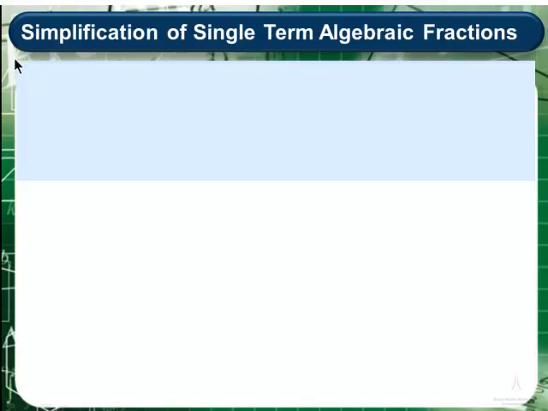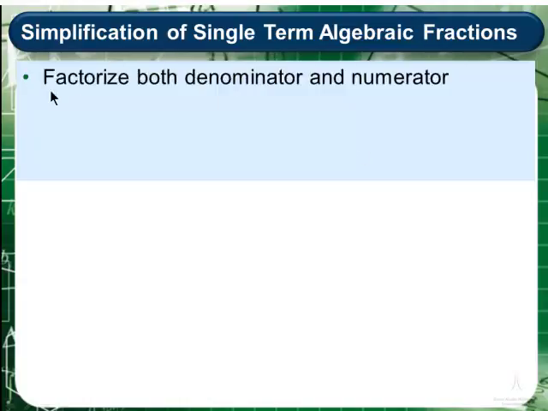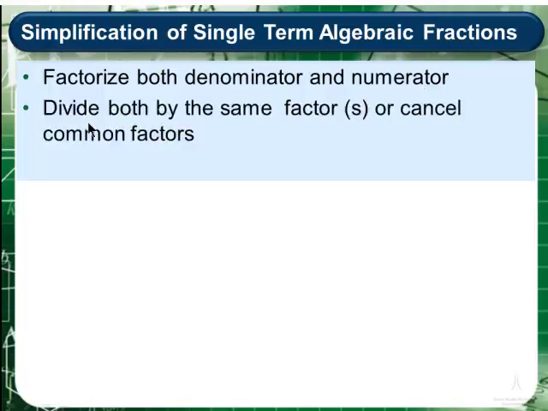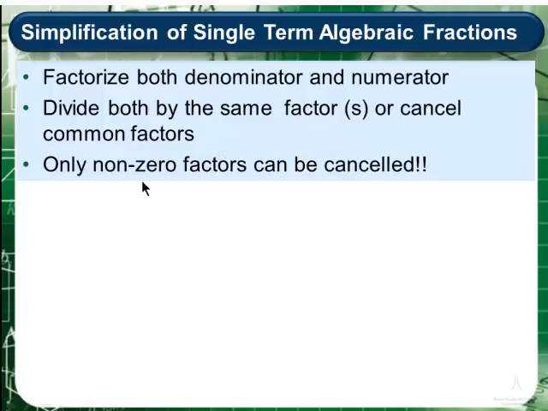We will now consider a general procedure for the simplification of single-term algebraic fractions. The first step would be to try and factorize both the denominator and the numerator of such an algebraic fraction. Secondly, one should attempt to divide both by the same factors, or cancel common factors above and below the line which defines the algebraic fraction. Note that only non-zero factors can be cancelled in this way. Let us consider an example to demonstrate this particular procedure.